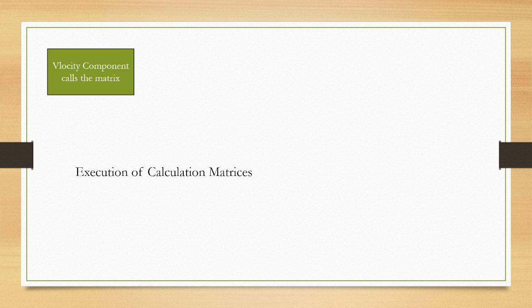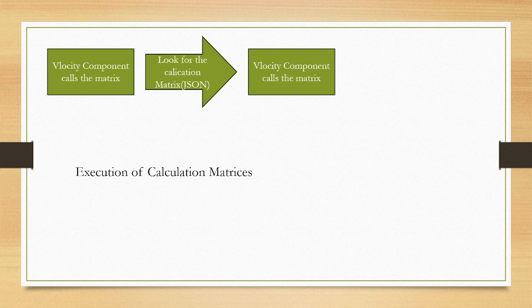Execution of calculation matrix. First, the Velocity component calls the calculation matrix. This calculation matrix can be called by a calculation procedure. Then it looks for the calculation matrix JSON. Whenever we call the calculation matrix, it will expect some input. Then the Velocity component calls the matrix.